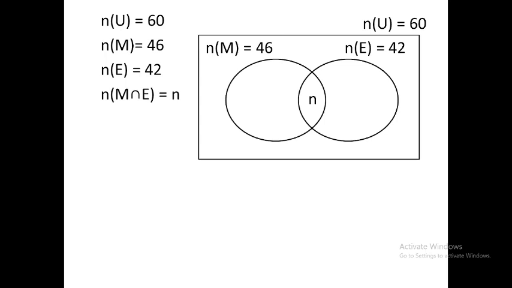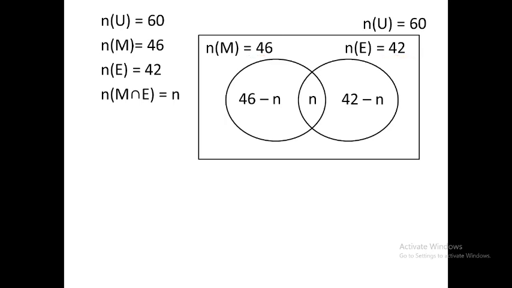Now, the first side of the circle represents mathematics only. To find the mathematics only, I need to subtract the n from it. And so I'll say 46 minus n. And then the other side will be 42 minus what? Very good. I believe that is clear. Good. Now, let's continue.